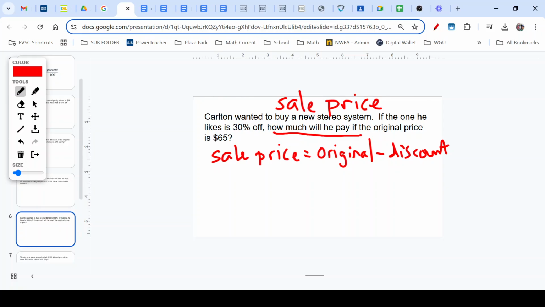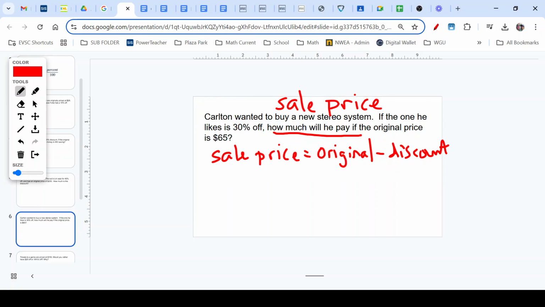Okay, set up your proportion. 30% over 100. X is the discount over the whole, the original, $65. So we cross multiply. 100x equals 1,950. Divide to get rid of the coefficient, and we have x equals 19.50.